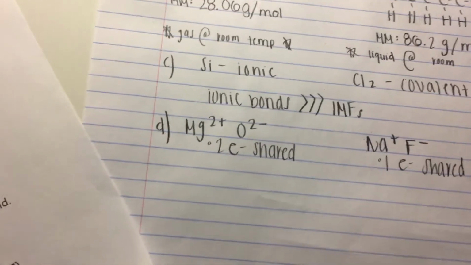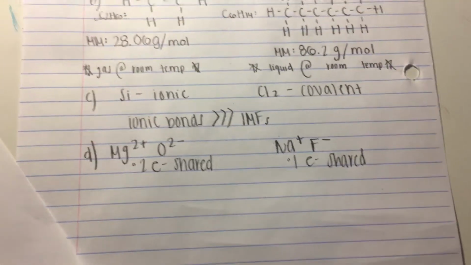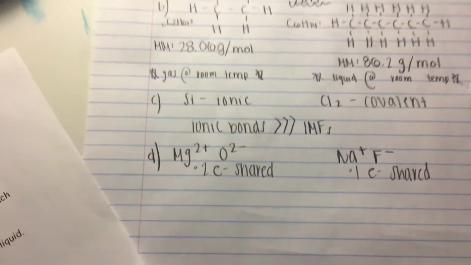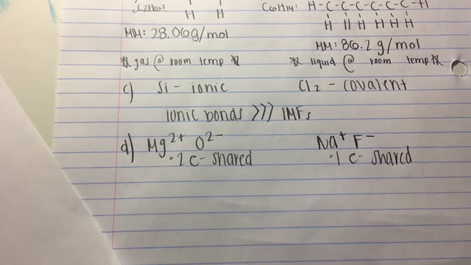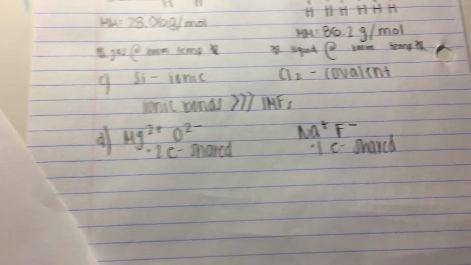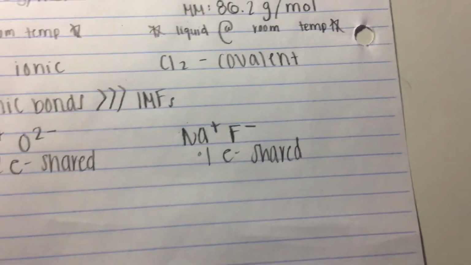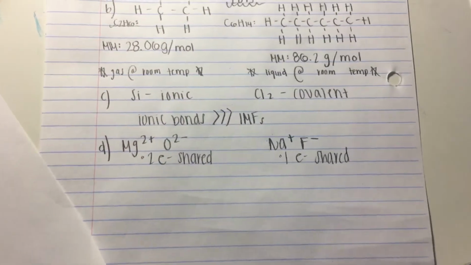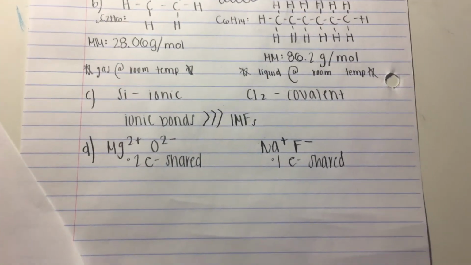So MgO will have a much higher melting point than NaF because it'll take more energy and more heat to break apart the bonds between the 2 electrons shared than it would to break apart 1 electron shared between Na and F. So MgO has a higher melting point than NaF.